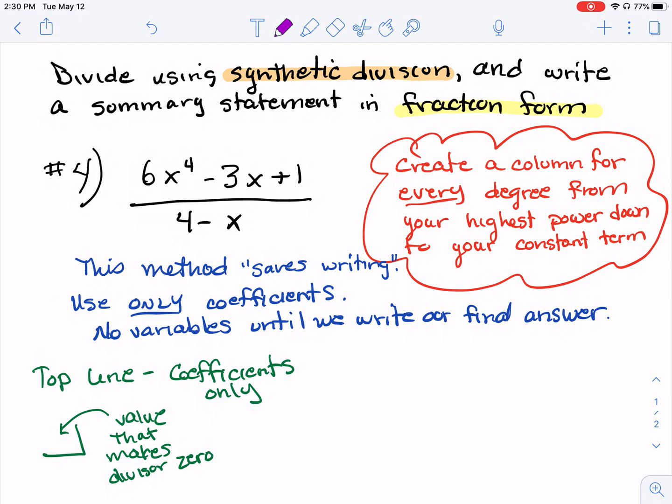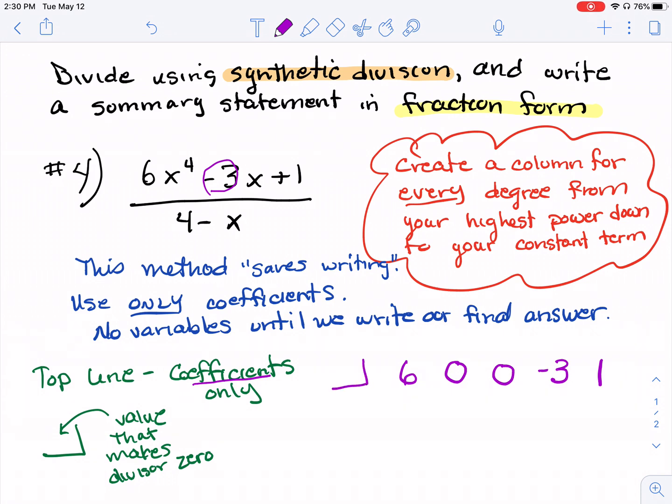I'm going to pull coefficients only off of that top term. So 6 is the coefficient of my 4th degree term. Now I don't have a 3rd degree term, so we're going to put a 0 in here. I don't have a 2nd degree term, so I'm going to put another 0 in here. I do have a 1st degree term. That coefficient right here is -3, so I'm going to put a -3 in my synthetic division setup, and then my constant term is 1. So notice there are no variables in this setup. It saves a little bit of writing.